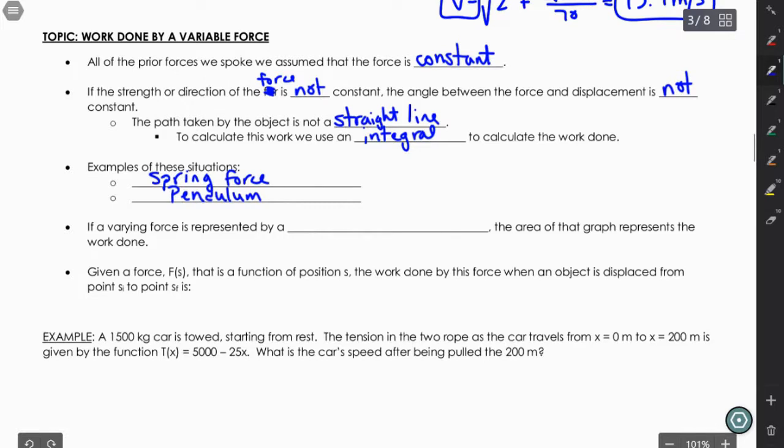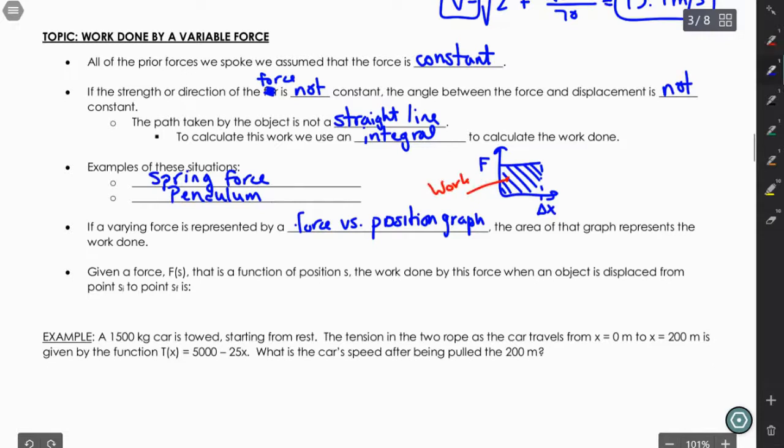Okay. Now, if a varying force is represented by a force versus position graph, the area is what represents the work done. So in AP Physics 1, a lot of it will look like this. You have a constant force traveling a specific distance, and your area is the work done. So this here would be the work done.